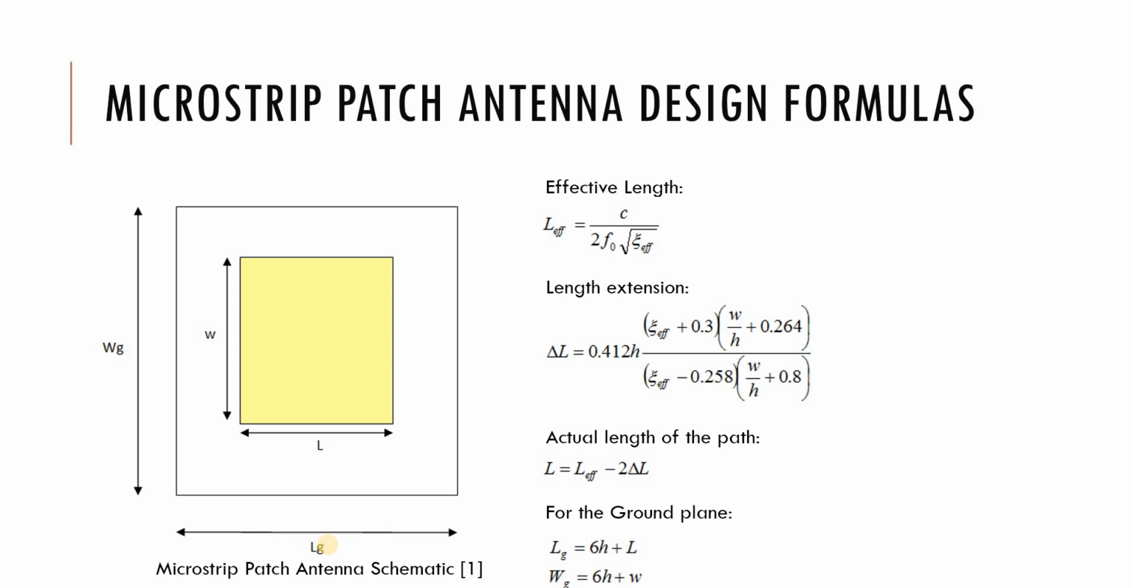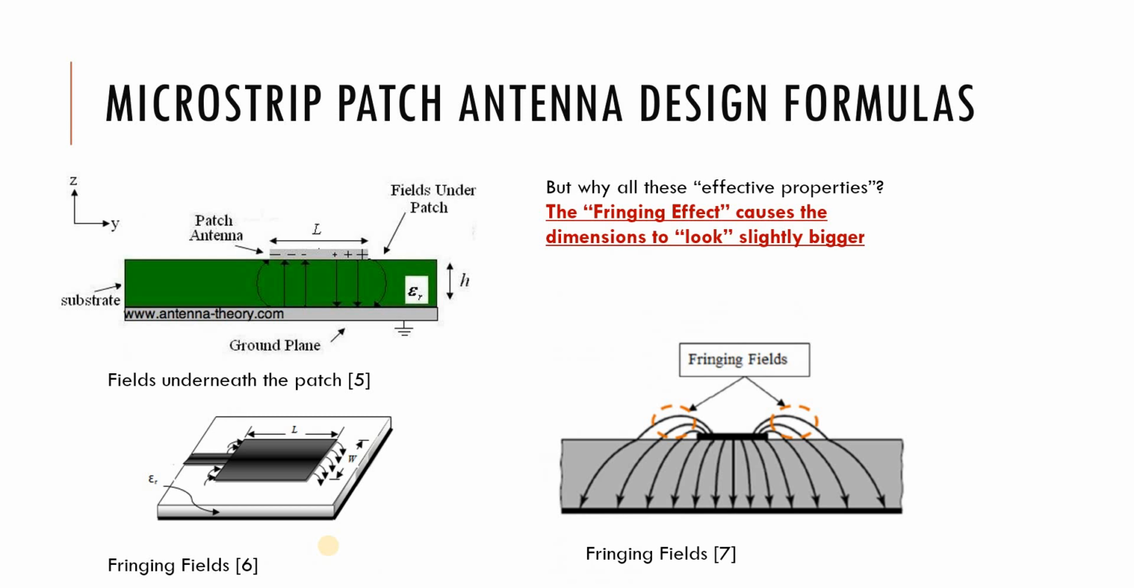And if you wanted to see the actual length of the patch antenna, you need to take L effective minus 2 delta L. And for the ground plane, there is some rule that says for the ground plane you need to add 6 times the thickness of the patch dielectric, H, plus L, which is the length of the patch antenna, or for the width of the ground plane you need 6 times H plus the width of the patch metal.